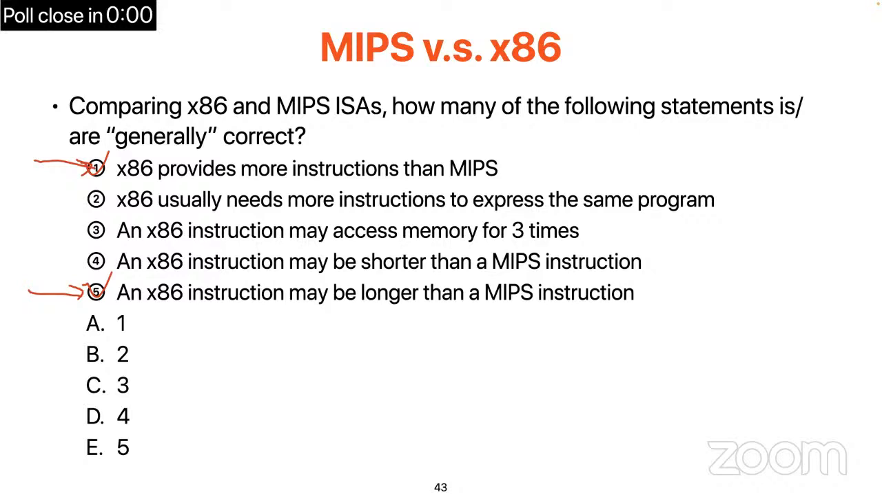Yeah, I actually thought instead of 5, it could be 4. Okay. Yeah, because I read in the textbook that x86 has variable instruction length. So I thought that if it has variable instruction length, then it might be shorter than a fixed length system. Okay, it might be shorter.